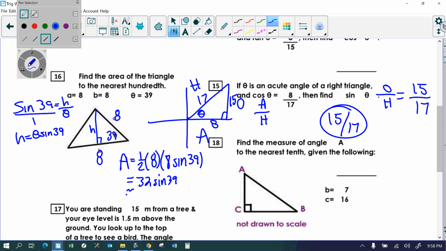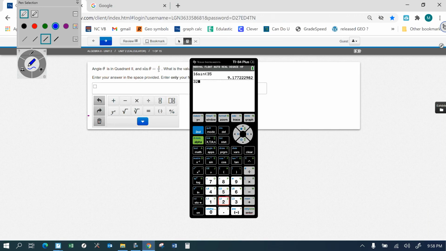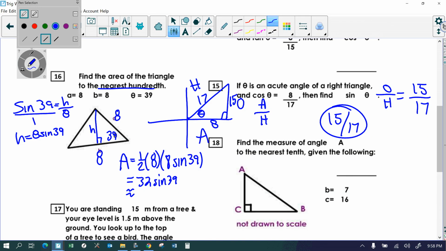But we want the approximate area to the nearest hundredth. So now I plug in 32 sine 39. That gives me 20.14, rounded to the nearest hundredth. 20.14, and then square units since they don't tell me what the units are. There's my answer. Again, you lose a point if you forget the units. If you don't round correctly, you lose a point. Okay, so make sure you don't blow it on those.